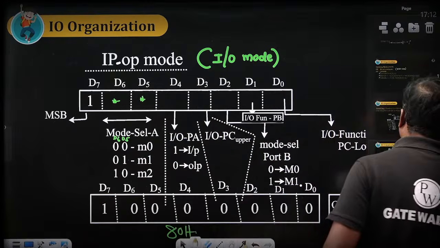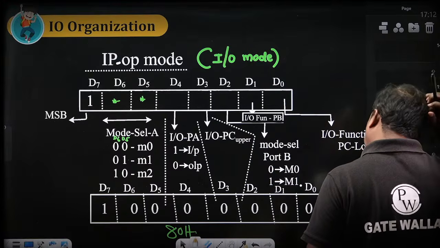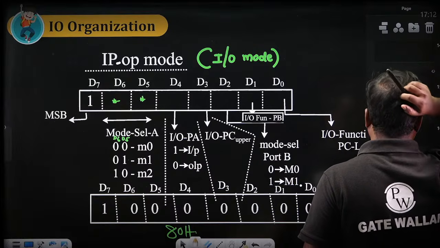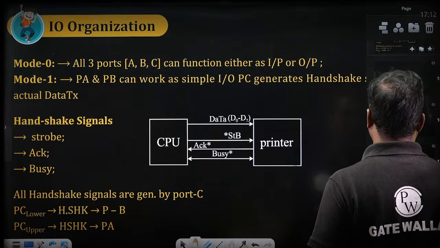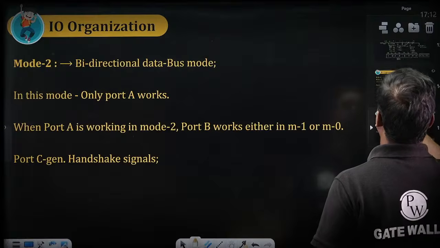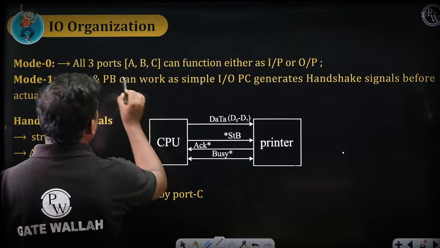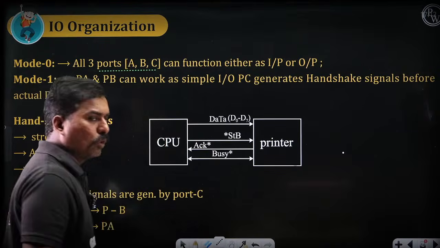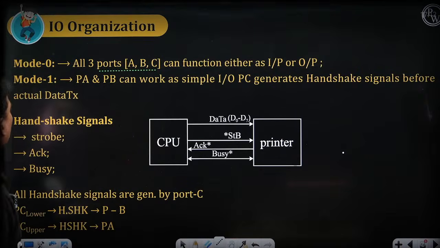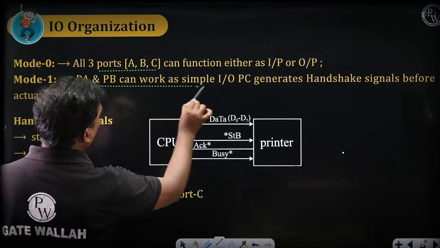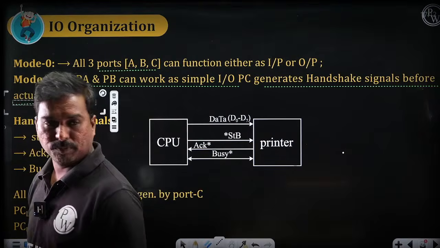Based on this, we can write what is mode 0, what is mode 1, what is mode 2. What is mode 0 operation? Mode 0 operation means all the 3 ports, port A, port B, port C, can function either as input or output. Please note, mode 0 means all the ports can function as input or output. Mode 1 means port A and port B can work as simple IO, whereas port C generates the handshake signals before the actual data transfer.